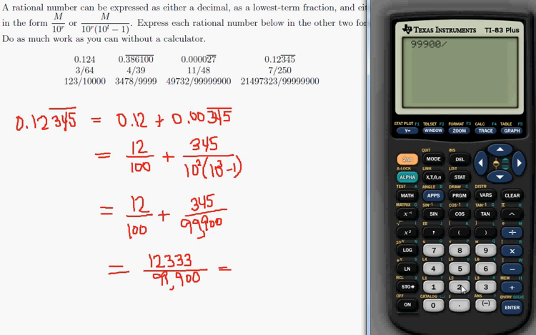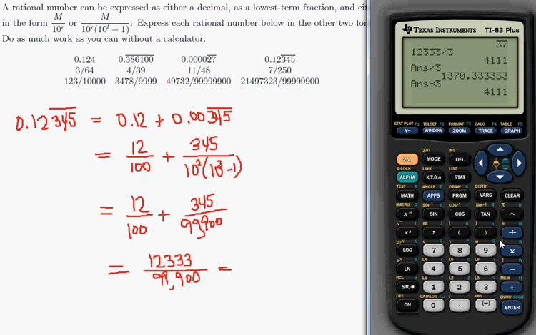Clearly, I can divide this by 100, so their 2's and 5's are factors. I can divide that by 9, and I can divide that by 3. So the prime factors of the denominator are 2, 5, 3 to the third, and 37. Let's see if any of those work on top. 12,333 divided by 3 works. But if I divide it by 3 again, it will not work.